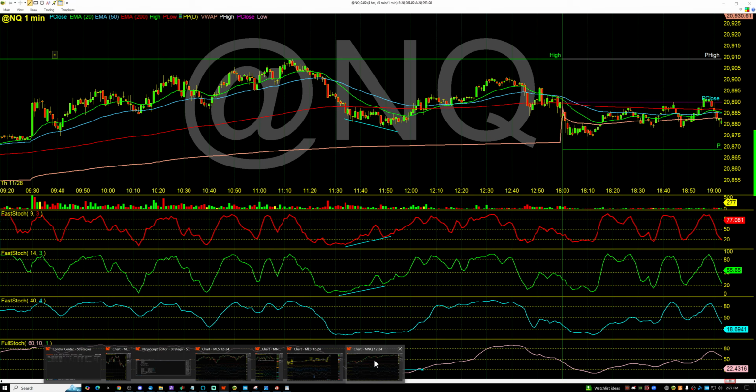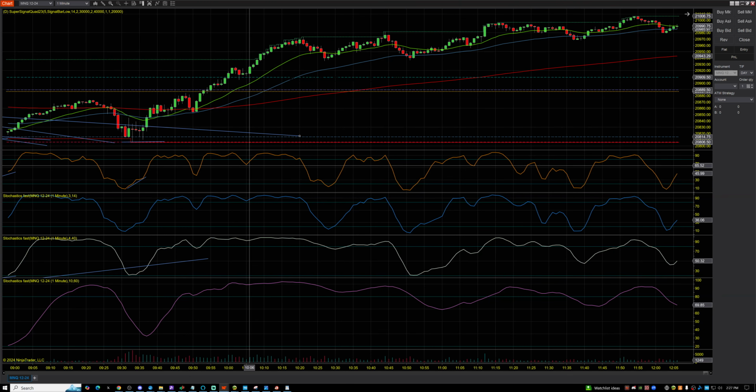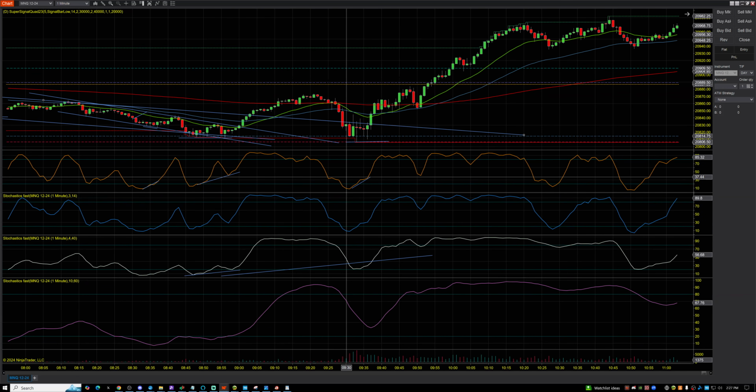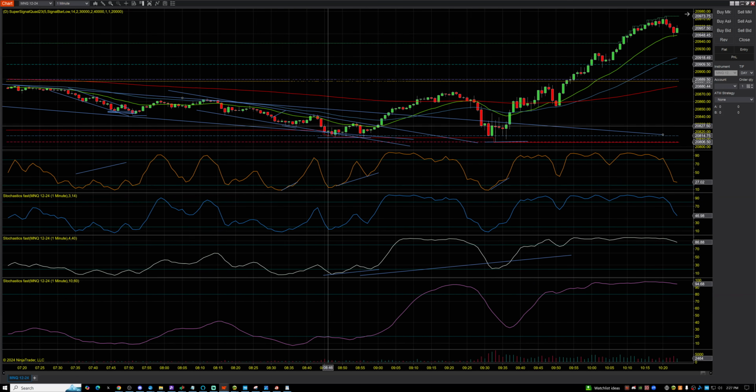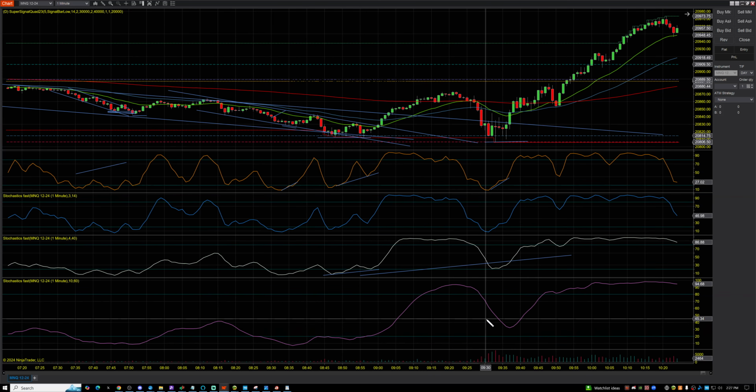All right, this is the NASDAQ 1 minute. This is on the NQ on the NinjaTrader platform. And again, you can see the beautiful channel, beautiful divergence, big move up. Kind of came back down, lower low. You see the 60-10 on this on the 1 minute time frame.